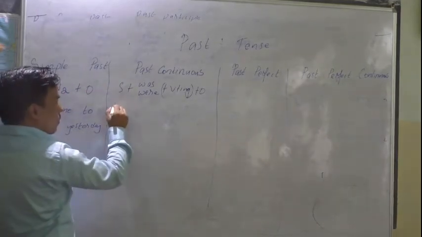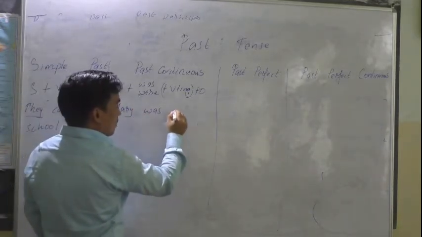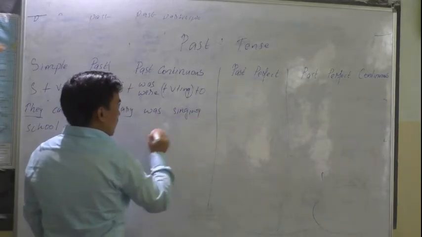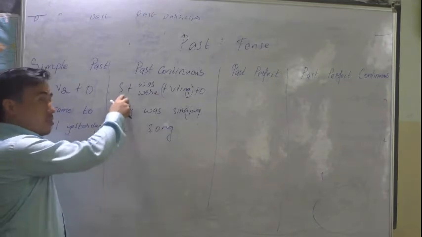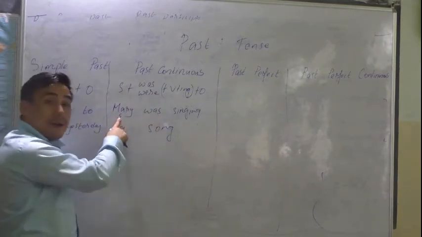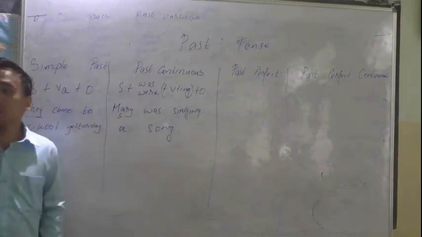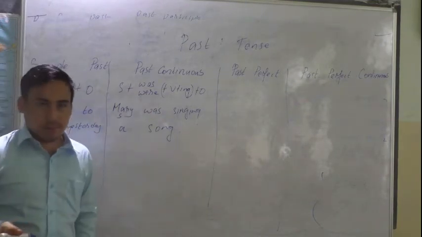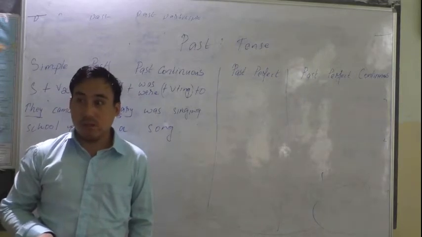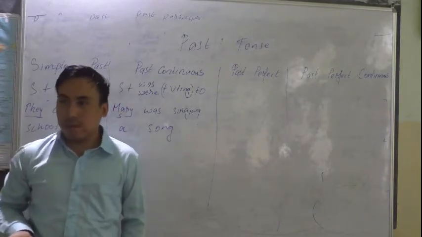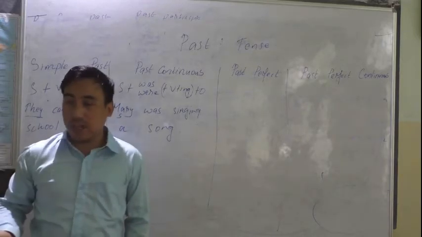For example, Mary was singing a song. Mary is the subject. Mary is singular, right? So, singular was. Mary and Joseph were singing a song. Mary, Joseph, and Jesus were singing a song. Yes or no? Joseph was singing a song. Jesus was singing a song. Was. They were singing a song. We were singing a song.